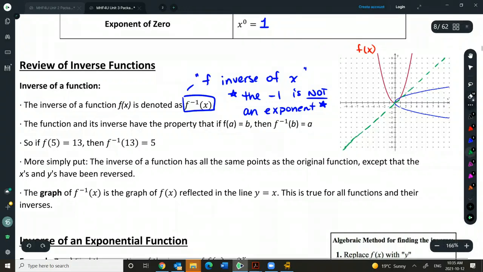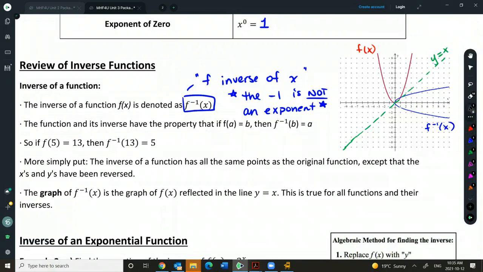So this is the line y equals x, and if you imagine putting your head on an angle here and closing the paper, that's the reflection line. So this would be f inverse of x here. And this will be true for all functions and their inverse. They will all be reflected over that diagonal line.